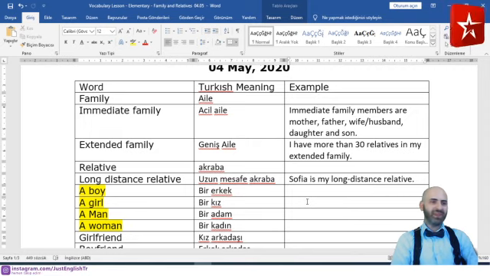Let's write some very easy, very simple sentences. For example, maybe about a man you can say that this man is 45 years old or something like this, very simple.